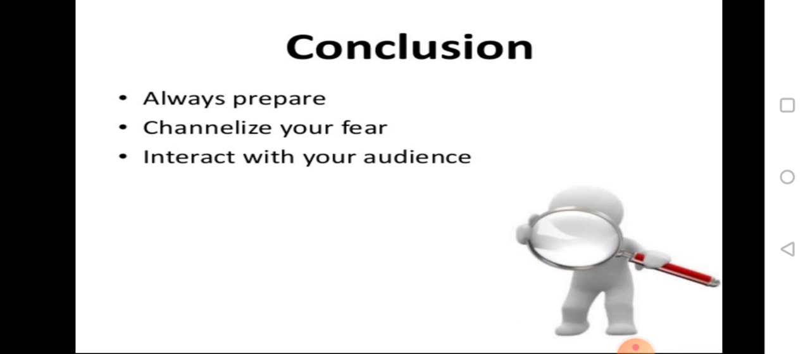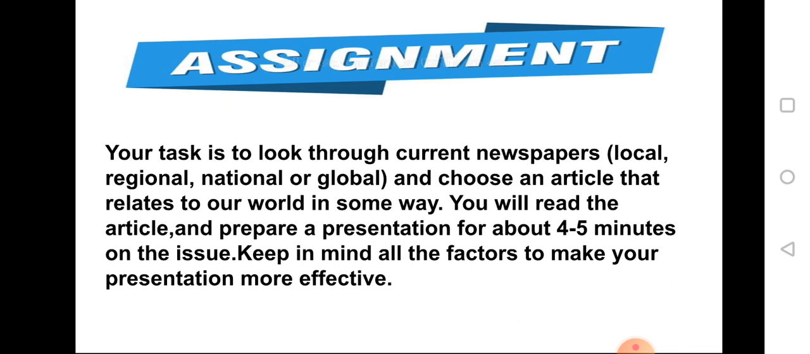So the conclusion of this topic is always be prepared, channelize your fear, interact with your audience. So now your task is to look through current newspapers. There can be any kind of newspaper, local, regional, national or global, and choose an article that relates to our world in some way. You will read the article and prepare a presentation of about 4 or 5 minutes on the issue. Keep in mind all the factors to make your presentation more effective.